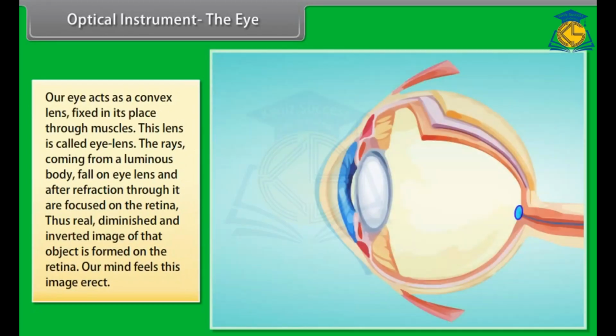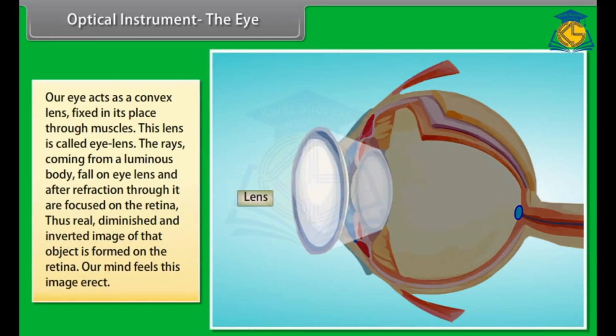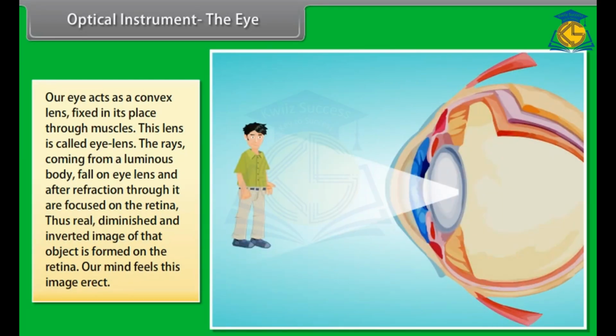Optical instrument, the eye. Our eye acts as a convex lens, fixed in its place by muscles. This lens is called the eye lens. The rays coming from a luminous body fall on the eye lens and after refraction through it are focused on the retina. Thus, a real, diminished and inverted image of the object is formed on the retina. Our mind perceives this image as erect.